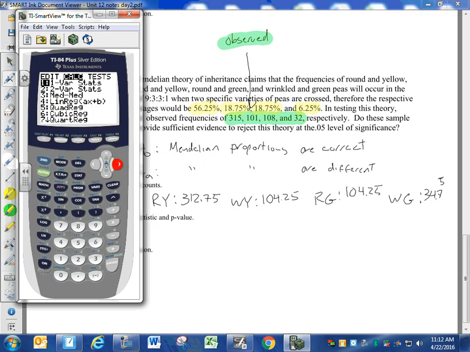Now, if you want to go to alpha D, instead of going all the way down to D, you go alpha D. And it takes you right to this chi-squared GOF.